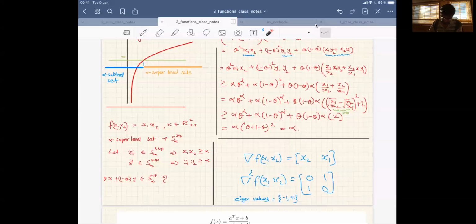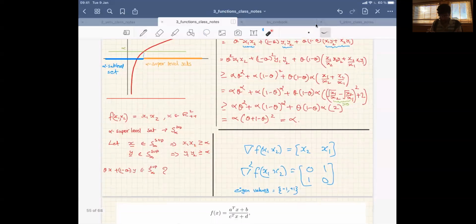So let's pick two elements, two vectors, x belonging to the super level set and y belonging to the super level set. What does that mean? x1, x2 is greater than alpha, right? Why greater than alpha? Because we are considering a super level set. And y1, y2 is again greater than alpha. So are you following? I'm picking two elements from the super level set, which means the function value has to be greater than alpha.